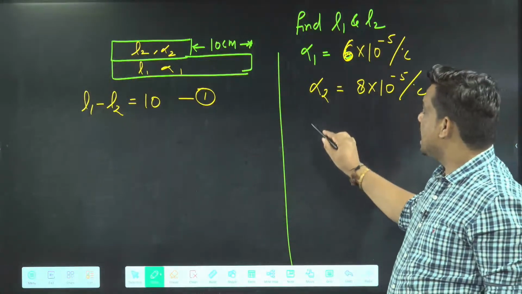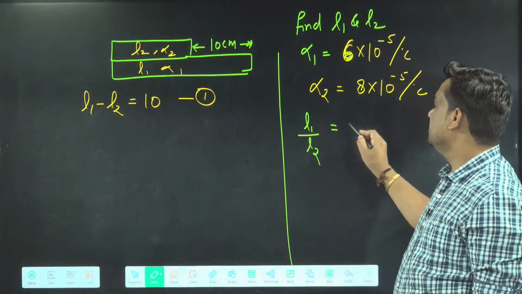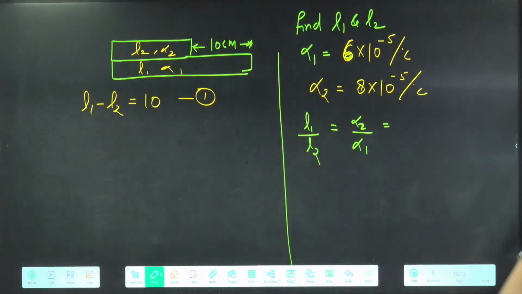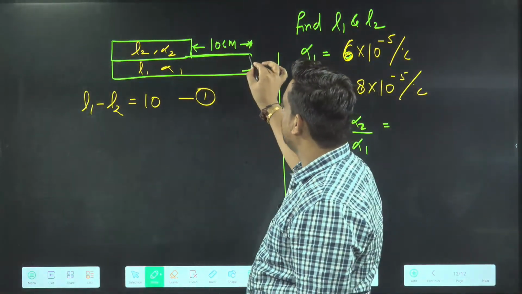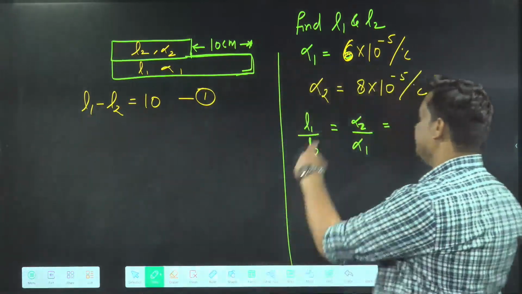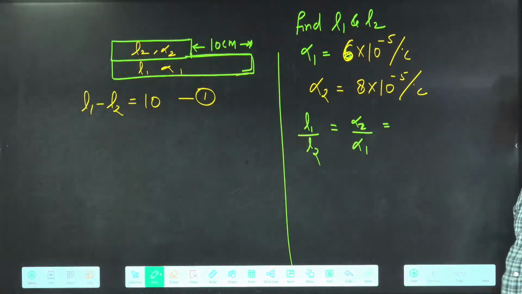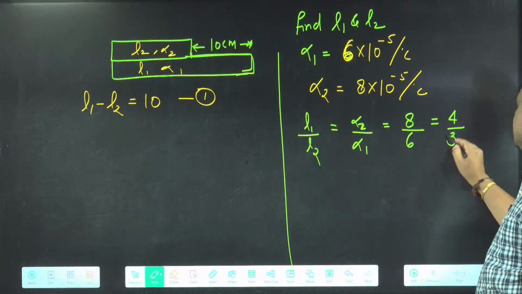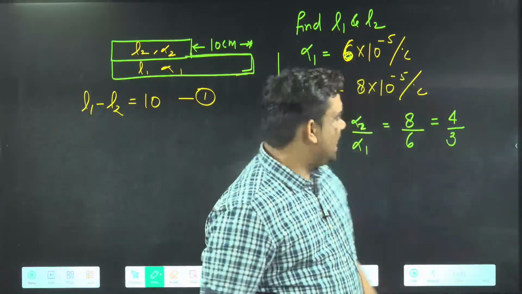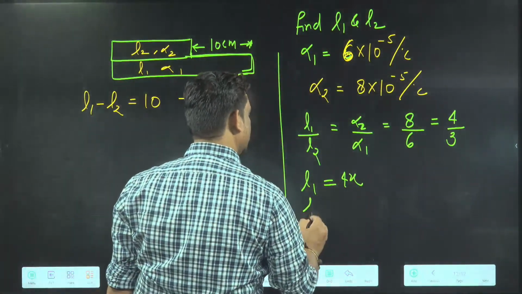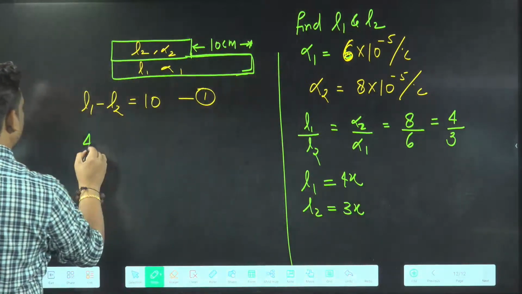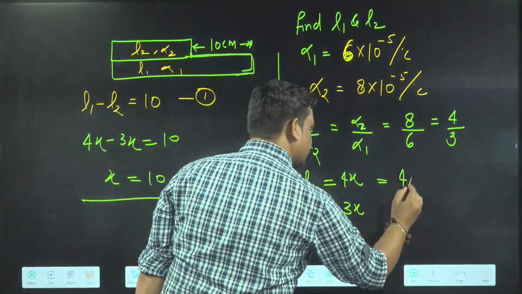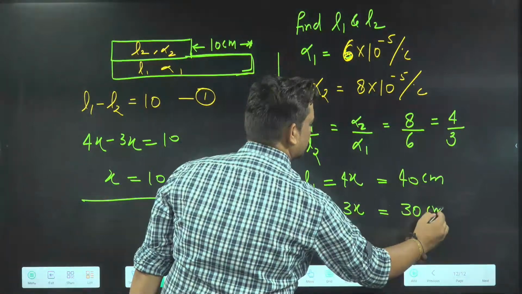What can we do? I can make another relation from here. L1 by L2 will be equal to how much? Alpha 2 by alpha 1. Previously we did this condition. One equation is given in the question: the difference of length always remains 10 centimeter, so L1 minus L2 is 10. The other relation we make from here: L1 by L2 equals alpha 2 by alpha 1, which is 8 divided by 6, that is 4 by 3. I can take L1 as 4x and L2 as 3x. Put it here: 4x minus 3x equal to 10. It means x equals 10. Once you get x equal to 10, this is 40 centimeter and this is 30 centimeter.